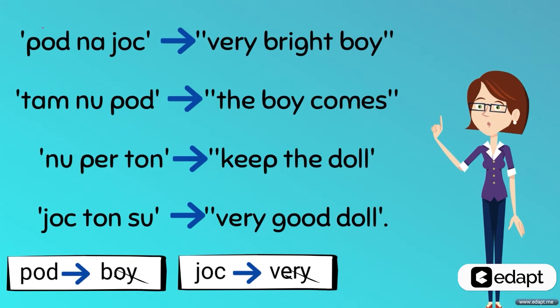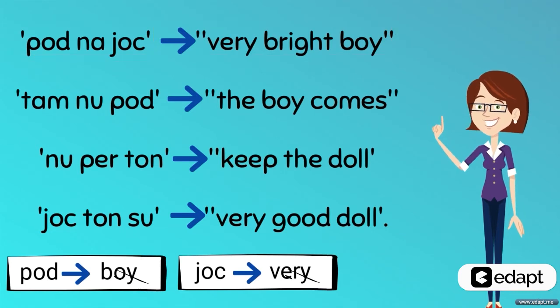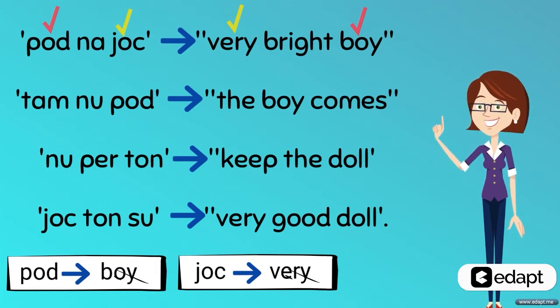We know that pod na jock codes for very bright boy. We have already found out that pod codes for the word boy and jock codes for very. Now, the only word and code remaining are bright and na. Therefore, the code for the word bright is na.